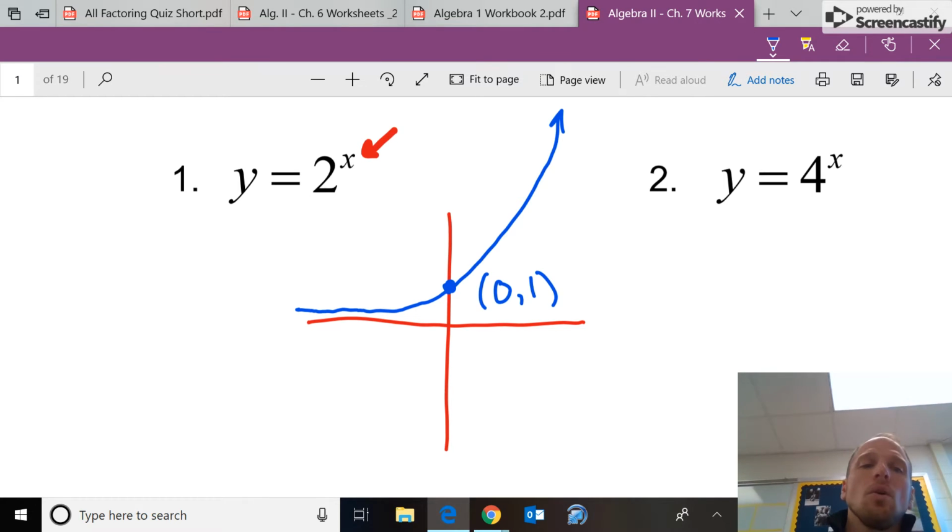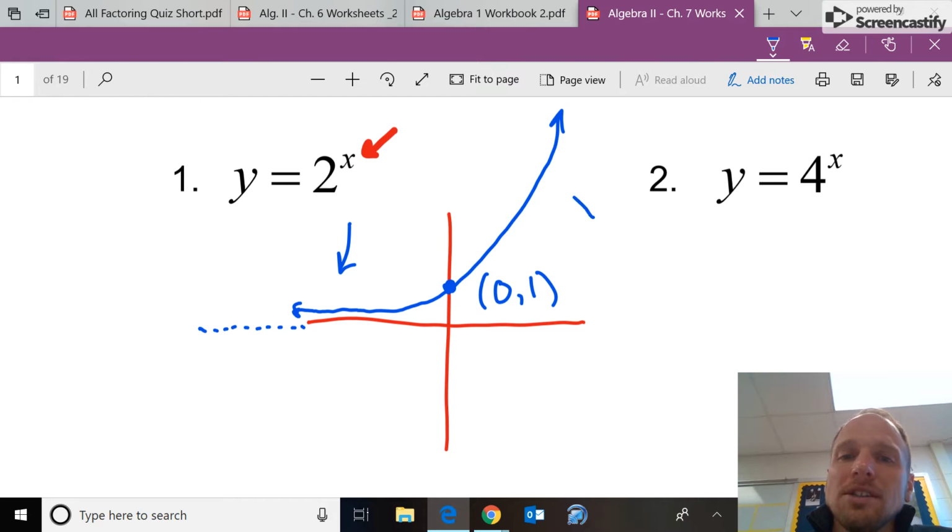Let's talk about a couple things. Number one, on the left side here, that is going to get smaller and smaller all the time, and it's going to get closer and closer to 0, but it is never going to touch 0. It'll never touch that line, y equals 0. That is called an asymptote. The line that it never touches is called the asymptote.